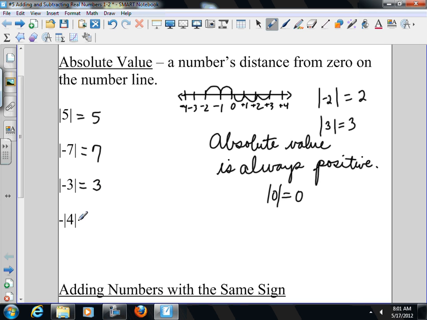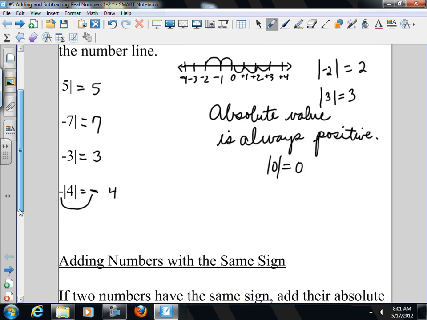Now, if you have a negative sign in front of your absolute value symbols, that means to just carry the negative along and put it in front of your answer. The absolute value of 4 is 4, but we're carrying that negative sign along, so the entire answer is negative 4. Still, the absolute value of the 4 was positive, but it's saying put a negative in front of your answer.